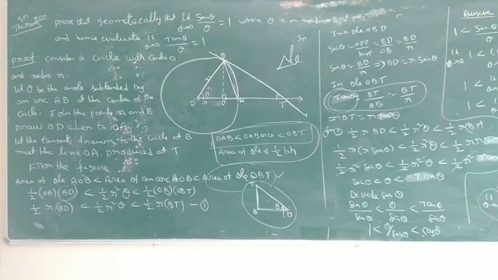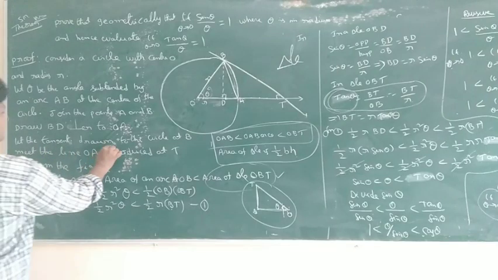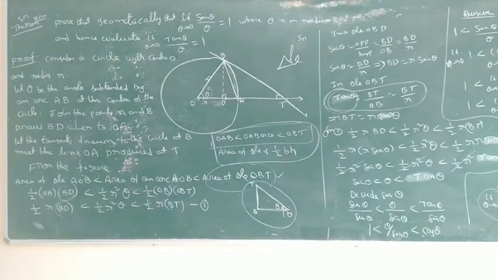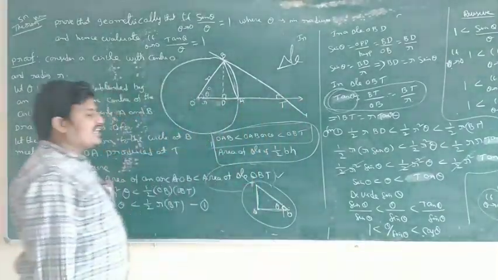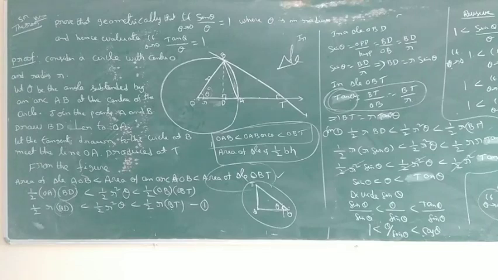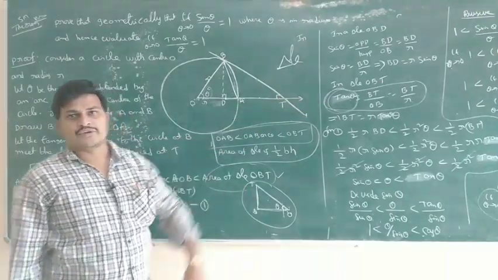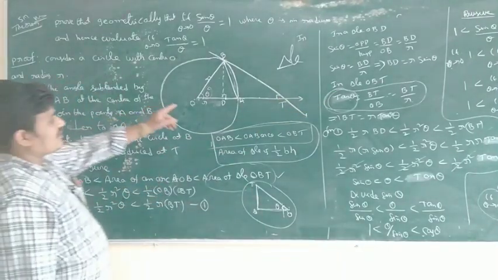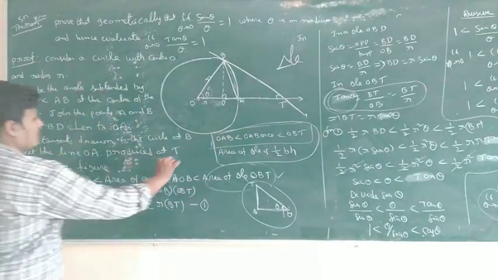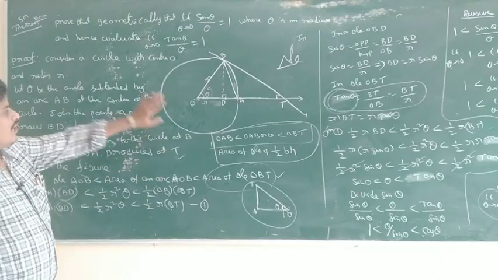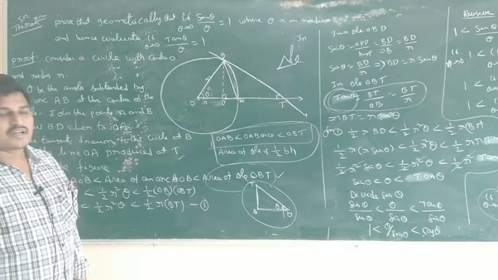Let the tangent drawn to the circle at B meet the line OA produced at T. Produced means the line is continued, its length is extended, up to this point. That is the diagram: how to draw it, and which measurements and figures are given.